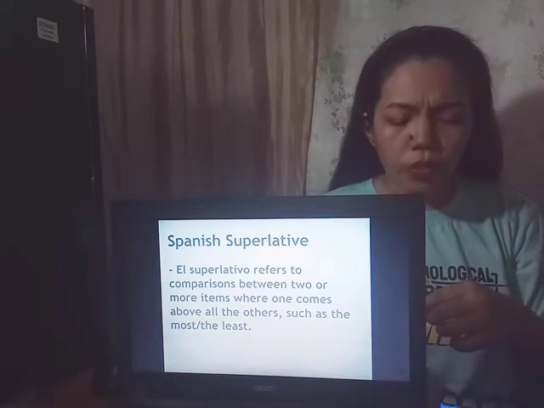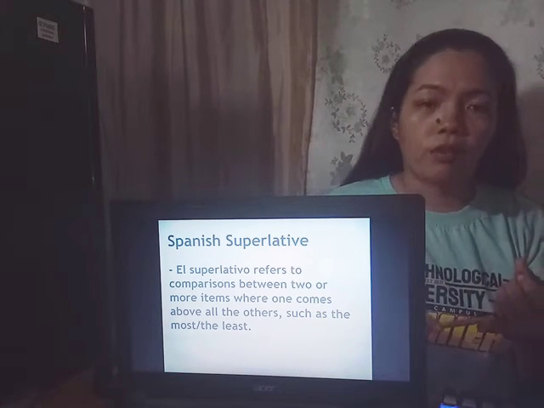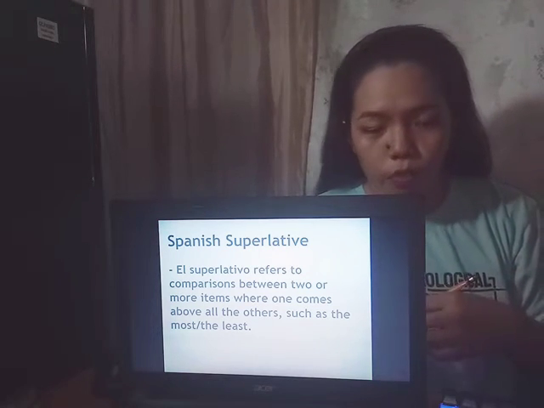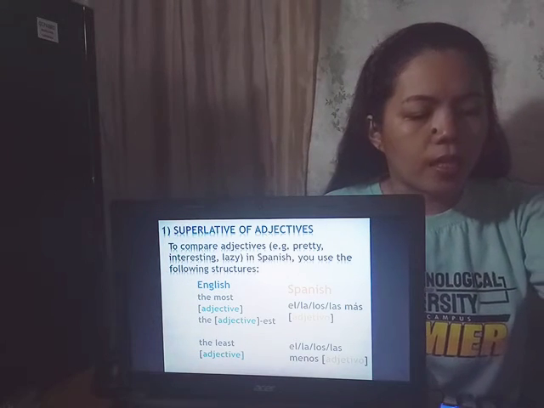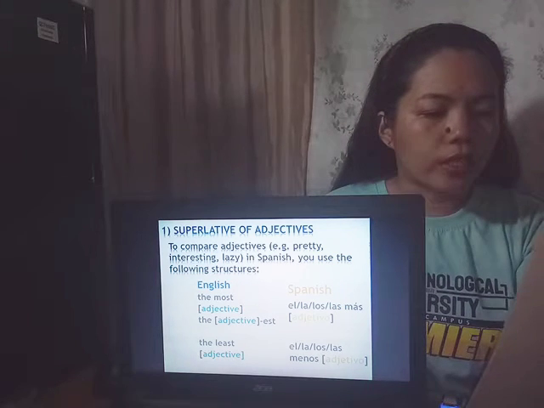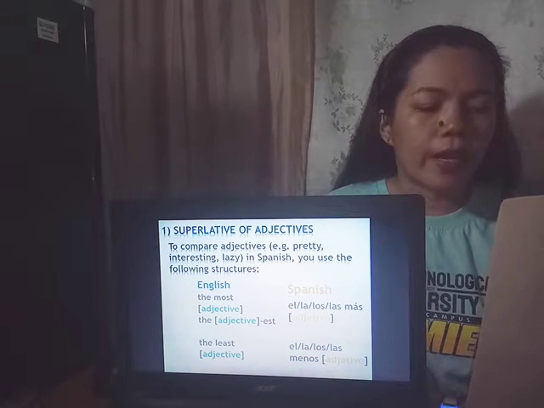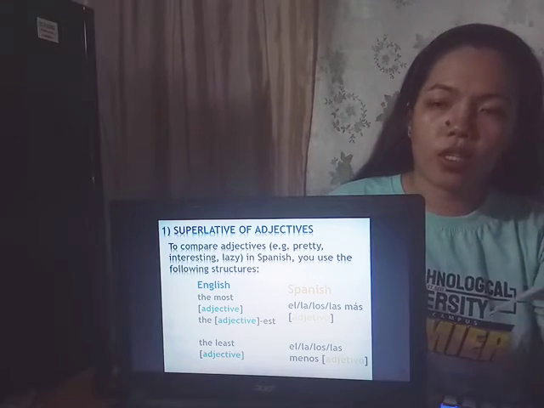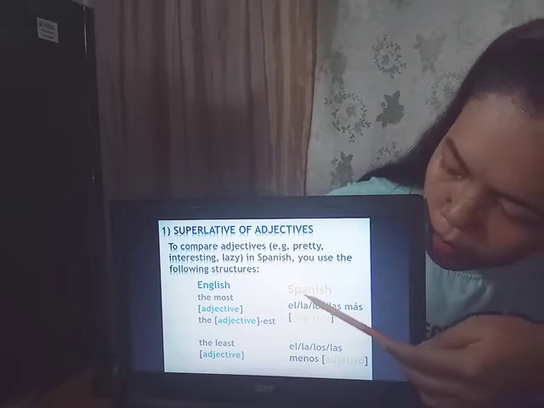Okay, so we all know in adjectives we have comparative adjectives and superlative adjectives, but we're going to focus on superlative adjectives for today in Spanish. So first, superlative adjectives are used to compare adjectives. Example: pretty, interesting, lazy in Spanish. So you use the following structures. As you can see on the monitor, there's English and Spanish.